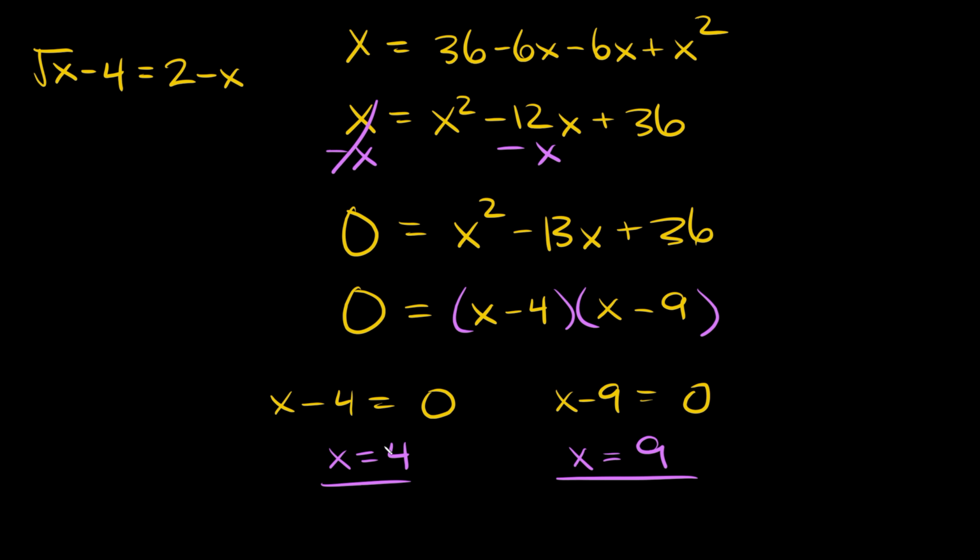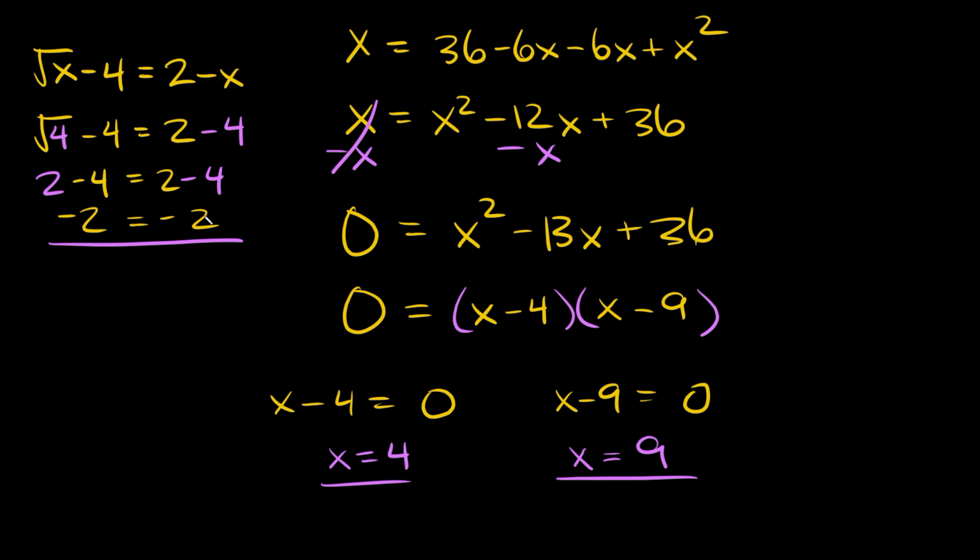All right, so let's check positive 4 first. So here we would get the square root of 4 minus 4 is equal to 2 minus 4. So then here we get the square root of 0, which is 0, so 0 is equal to, well, 2 minus 4. So basically, negative 2 is equal to negative 2. All right, so we got a balanced equation here. So this positive 4 is definitely a solution.